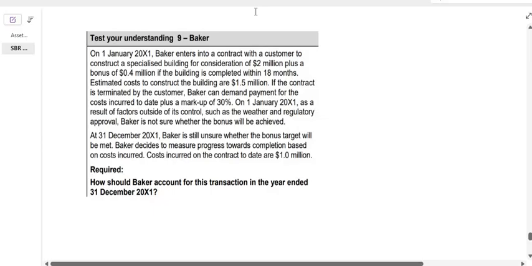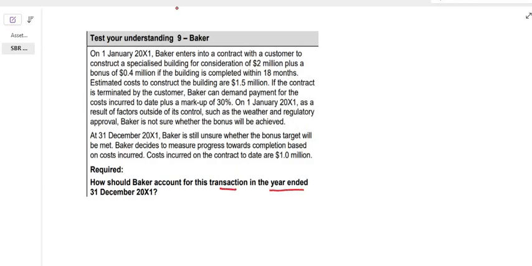Now here we have a question, and this question is B. How should Becker account for this transaction on 31st December 2001? We have the marker highlighted. On 1st Jan 2001, B entered into a contract with a customer for a specialized building, for consideration of this amount plus a bonus of this amount. If the building is completed within 18 months, then they will get the bonus.